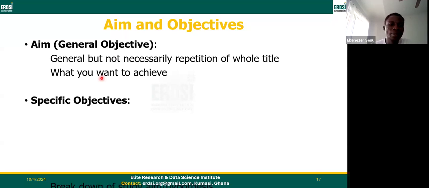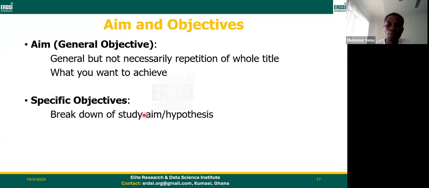Then you're able to break them down into specific objectives. So if your aim is to assess the prevalence and factors associated with candidiasis in Ghana, then your specific objective one is to assess the prevalence of candidiasis in Ghana. The next one is to determine or to evaluate the factors associated with candidiasis. So we break them into two. Even these factors, sometimes we can still break down: to assess socio-demographic factors associated with candidiasis, to assess clinical factors associated with candidiasis, maybe to assess the lifestyle factors associated with candidiasis.